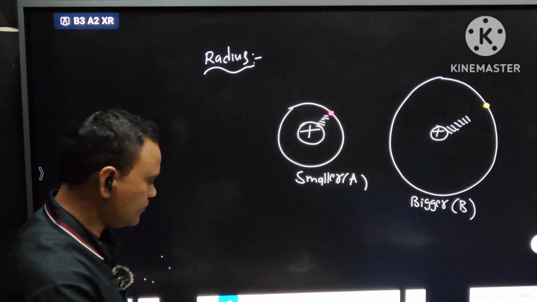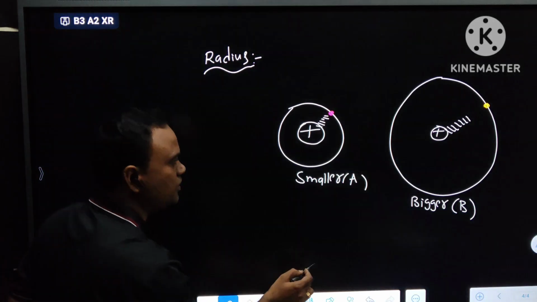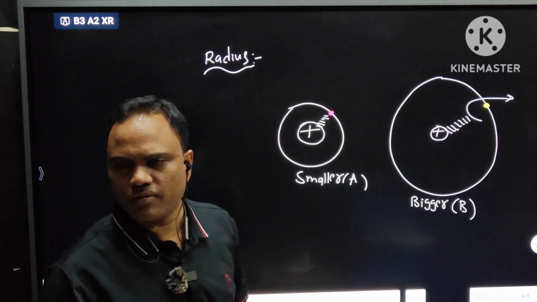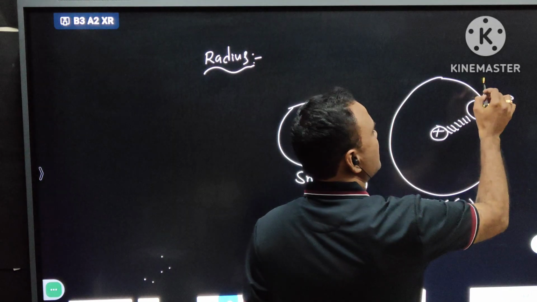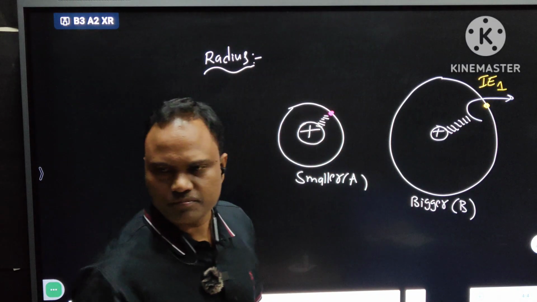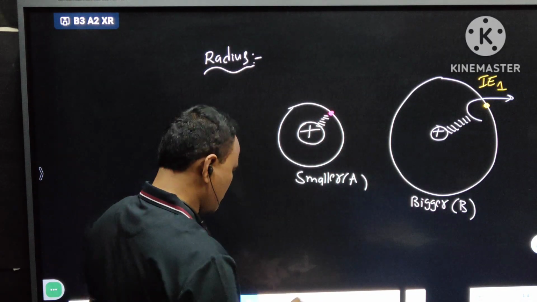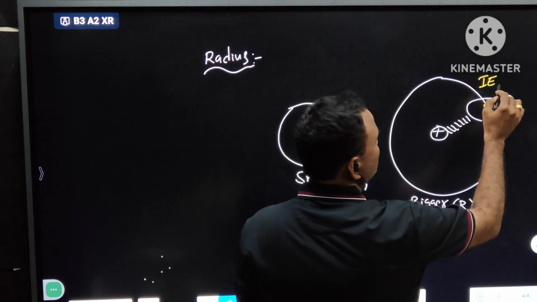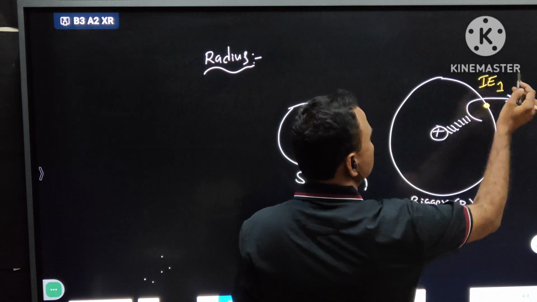Now you tell me, in which case can we remove the electron easily? In the case of B. Let us consider ionization energy as IE1 in this case. Or I will give you a general relation, because you may get confused. I am considering this as an ionization. Consider that only.